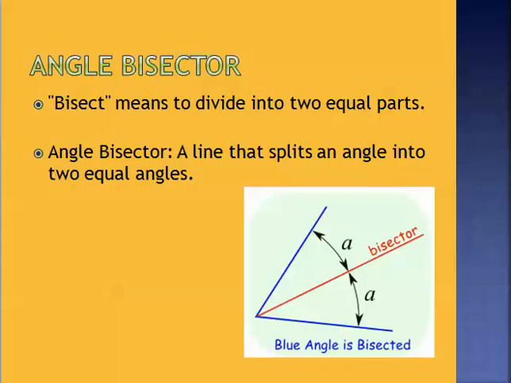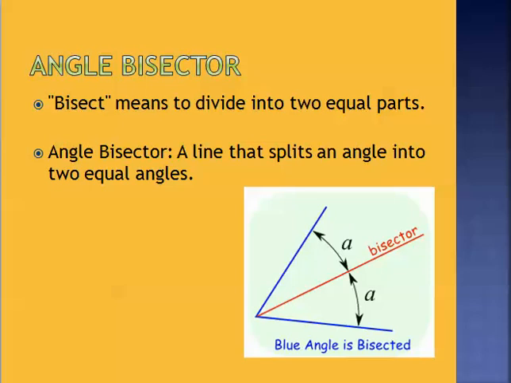Okay, so on to specifics. Angle bisector. Well, what is an angle bisector? Let's start with the word bisect. That means to divide into two equal parts. Bi is two. Sect means to cut. So bisect means to cut or divide into two equal parts. An angle bisector is a line that splits an angle into two equal angles.